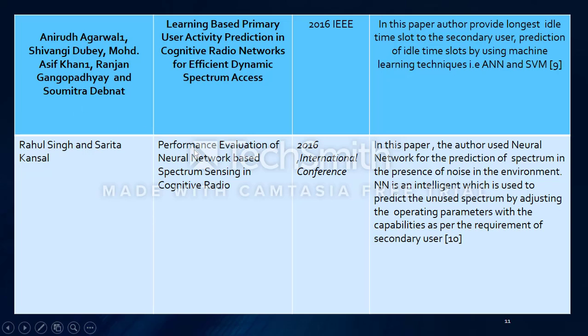Next paper is Performance Evaluation of Neural Network Based Spectrum Sensing in Cognitive Radio, and the authors are Rahul Singh and Sarita Kansal, published in 2016. In this paper, the author used a neural network for the prediction of spectrum in the presence of noise in the environment. The neural network is intelligent and is used to predict the unused spectrum by adjusting the operating parameters with the capabilities as per the requirement of the secondary user.